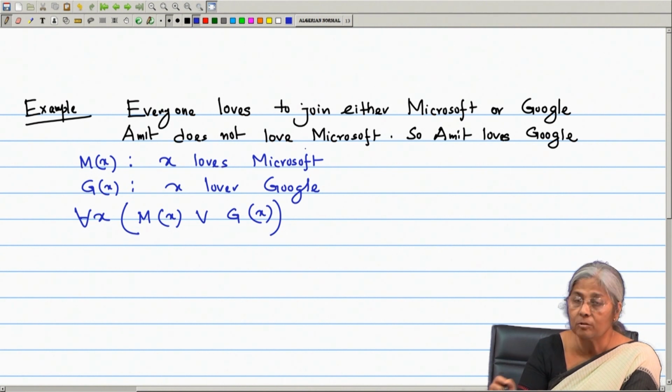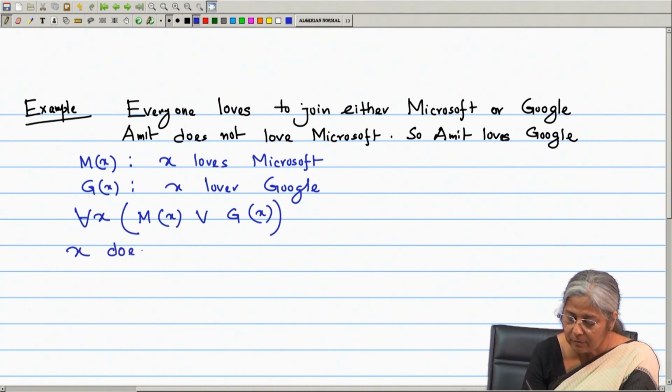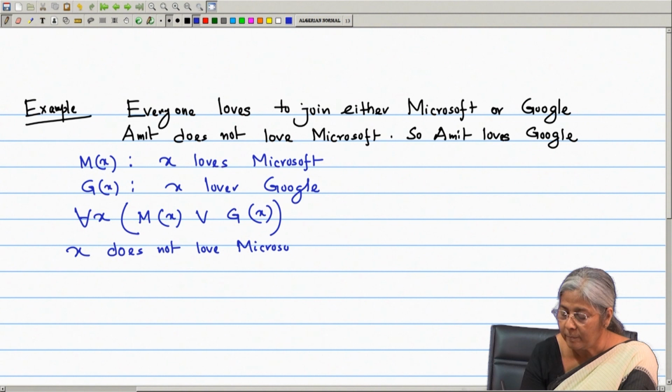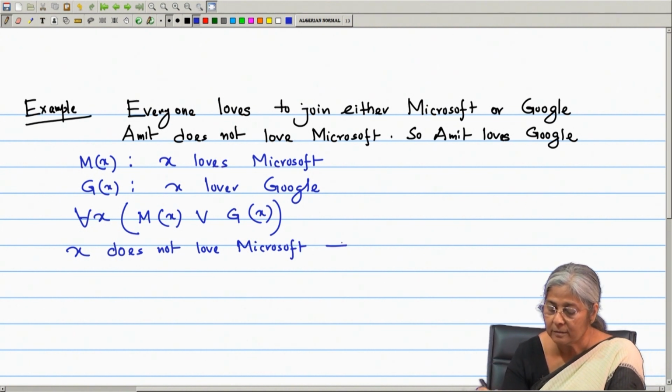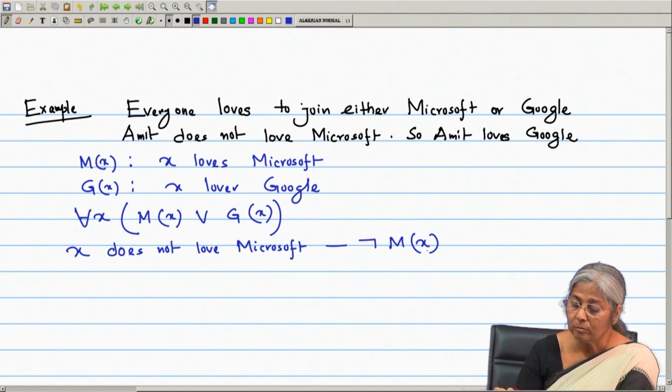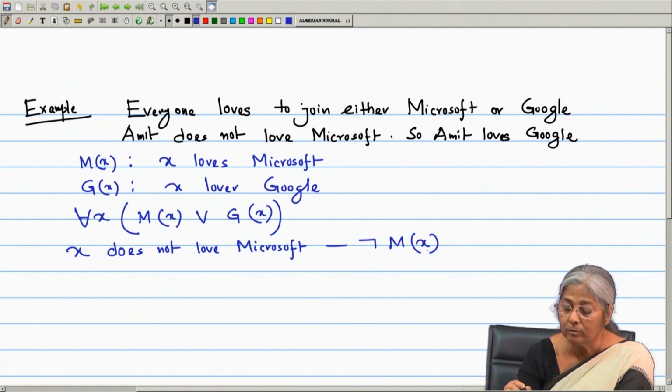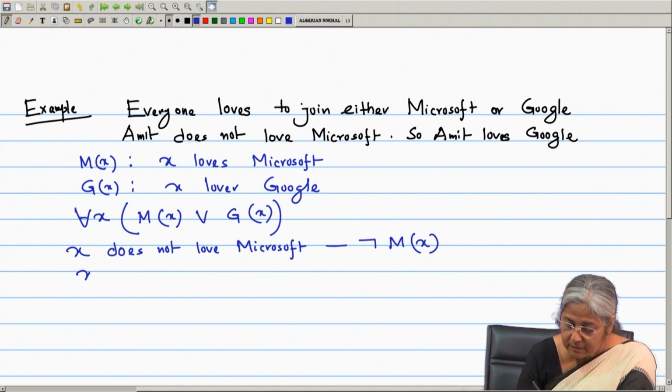Now, Amit does not love Microsoft. So, if someone does not love Microsoft, if it is a general variable x, then x does not love Microsoft. That I can write as negation M x. Now, x can take the value Amit, because it is for everyone.